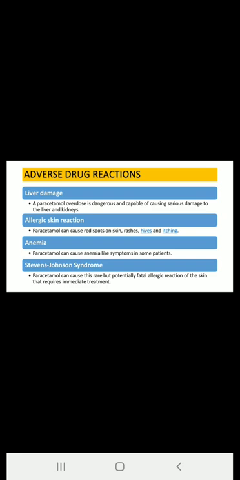Flu-like symptoms appear first. What will happen in Stevens-Johnson syndrome? Flu-like symptoms appear firstly, then painful rashes that spread, and following those rashes it will cause blisters also. So paracetamol can cause this rare but potentially fatal allergic reaction of the skin that requires immediate treatment.